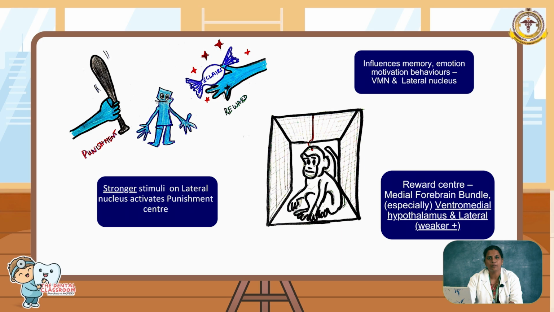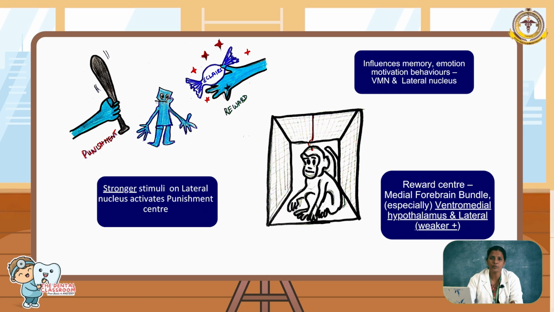You have the reward and the punishment center. The reward center in turn will make you do things again and again, because it makes you feel happy when someone is praising you. You have a reward center in your brain. It is called your medial forebrain bundle, especially the ventromedial and the lateral hypothalamus. Mostly the ventromedial has a stronger stimulus for your reward center, and the lateral has a weaker stimulus.